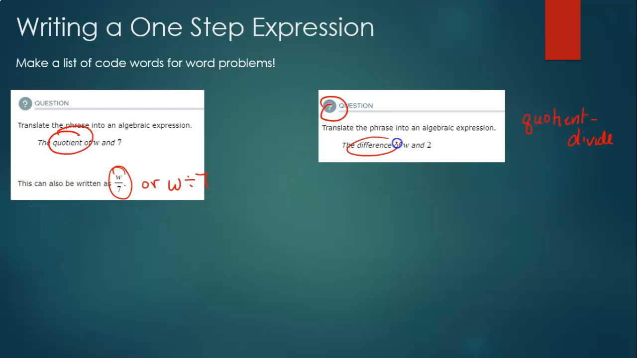For this one, difference, you might want to write this down. Difference means to subtract. So if I'm finding the difference of two numbers, I want to put the first one first and subtract the second one. The difference of W and 2 is W minus 2.